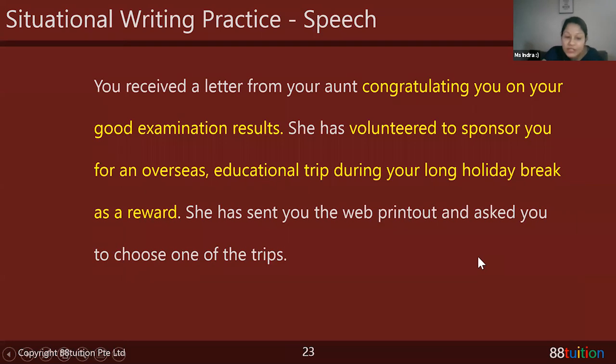We'll go on to the task. So you received a letter from your aunt congratulating you on your good examination results. She has volunteered to sponsor you for an overseas educational trip during your long holiday break as a reward. So she sent you this particular web printout with the different holidays available, and asked you to choose one.